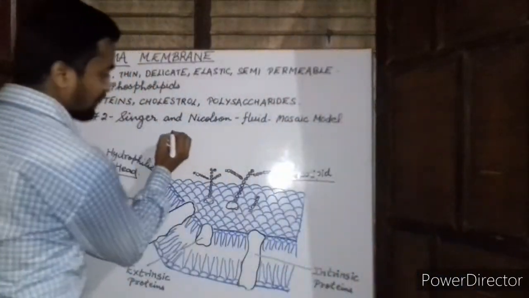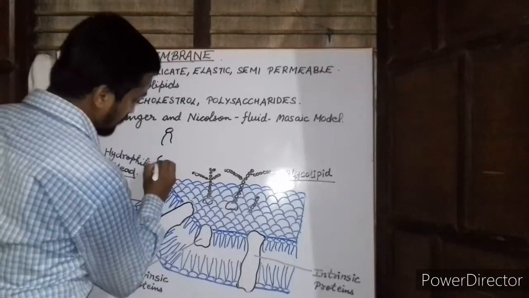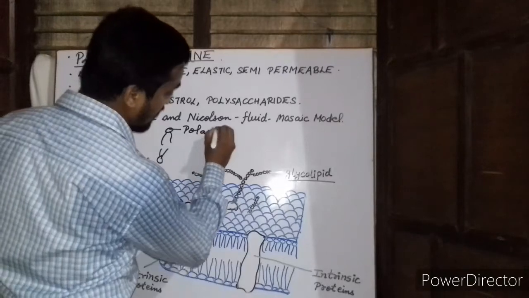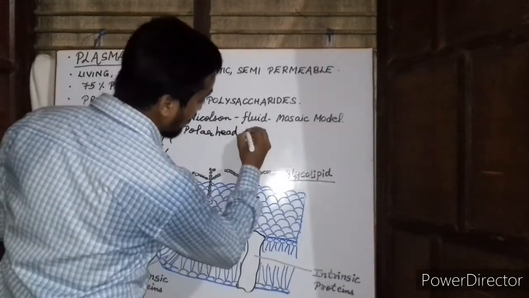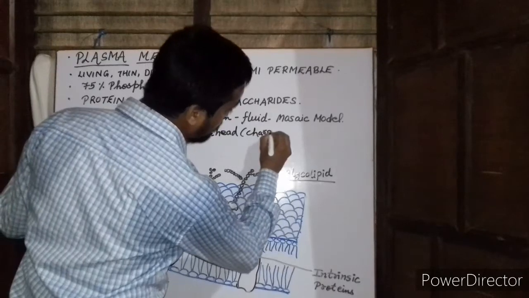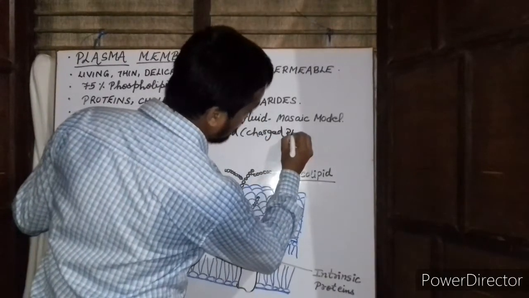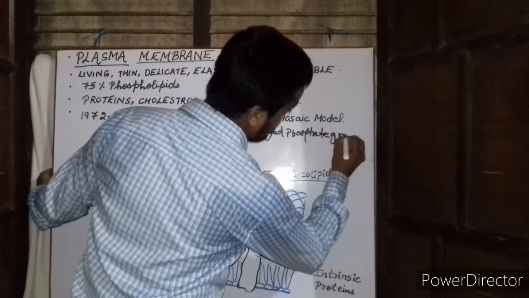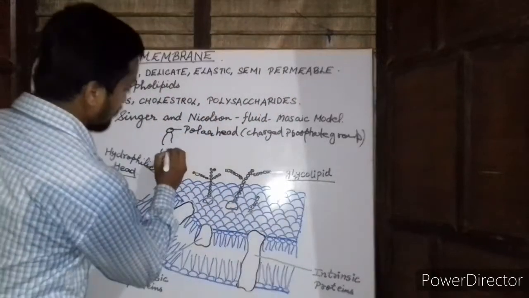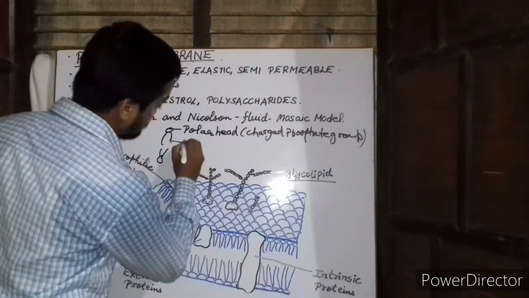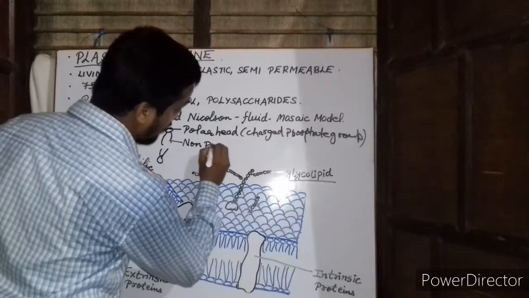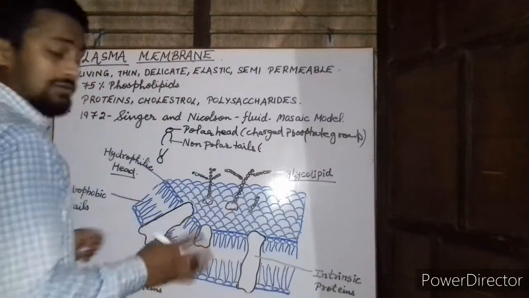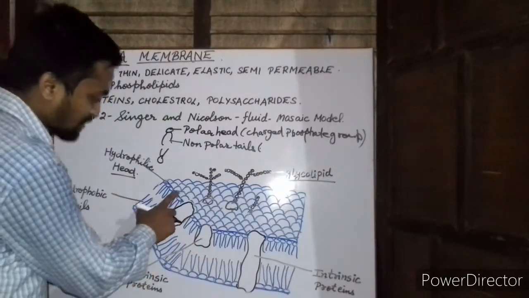What are phospholipids? The phospholipids consist of a polar head. This is called a polar head because it consists of a charged phosphate group. And next, they consist of two non-polar tails. So in the phospholipid bilayer, there are two layers of phospholipids.